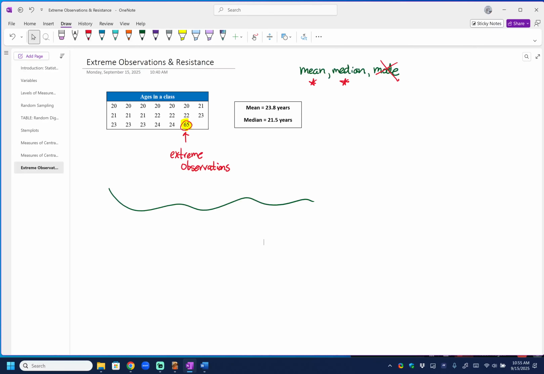Okay, so it turns out that there's an important term that we use in this concept, and it's the term resistant. So we say that a measure is resistant if it is not sensitive to extreme observations.